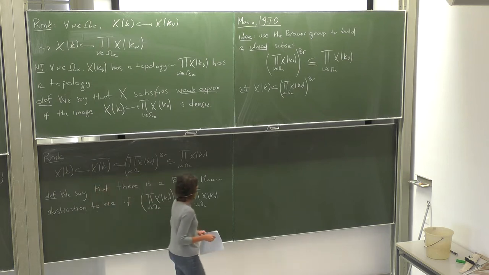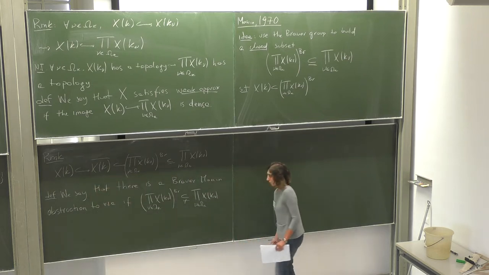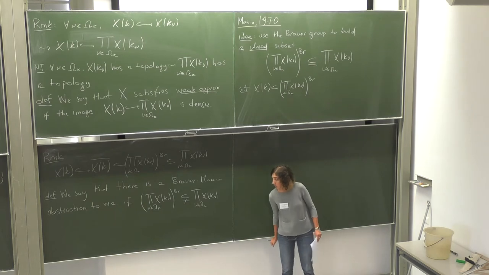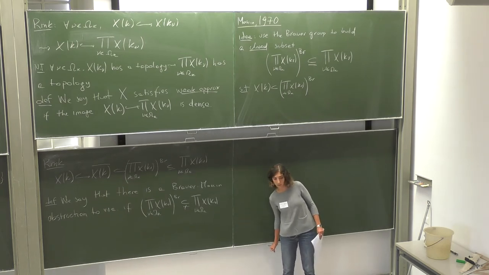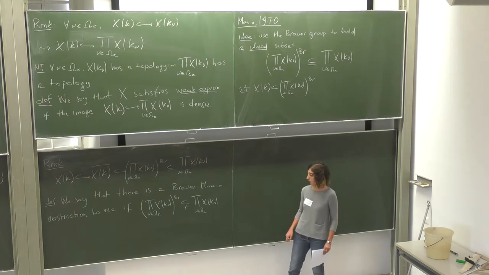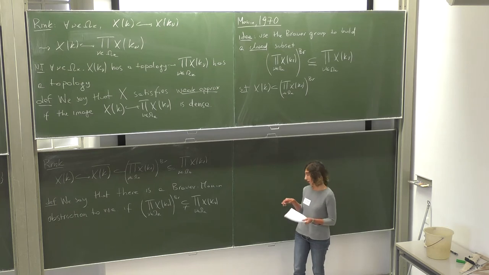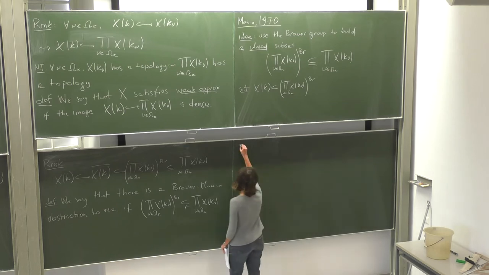Okay, but so I will talk about an example where there is a Brauer-Manin obstruction to weak approximation. In order to explain the example a little better, I need to tell you something more about how this Brauer-Manin set is constructed. I will not do all the details of the construction, but just give an idea behind it.